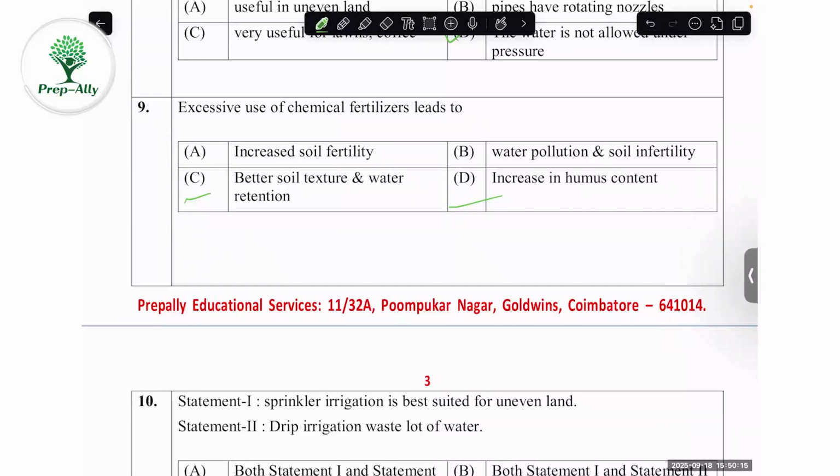The soil fertility is applicable for fertilizer, but only if it is used at a limited level. If it is overused, and they have asked about excessive use itself, then water pollution and soil infertility will occur. So the correct option will be B.